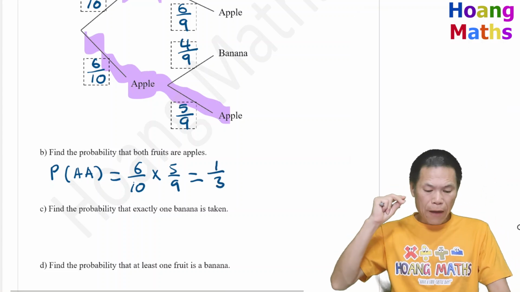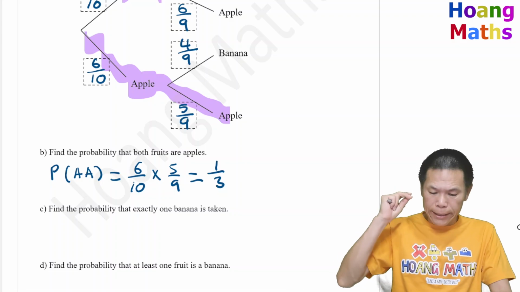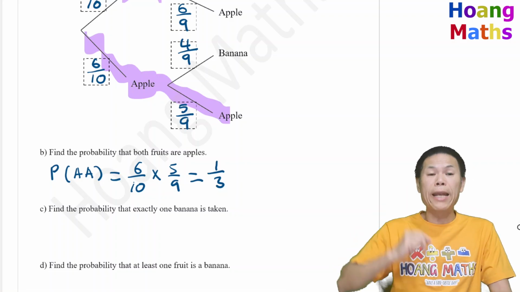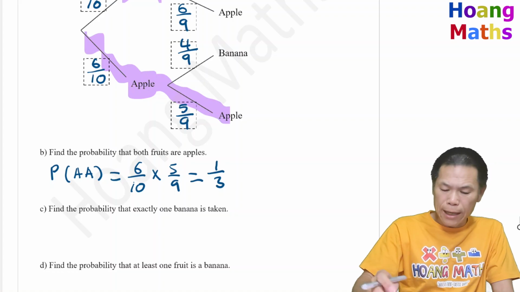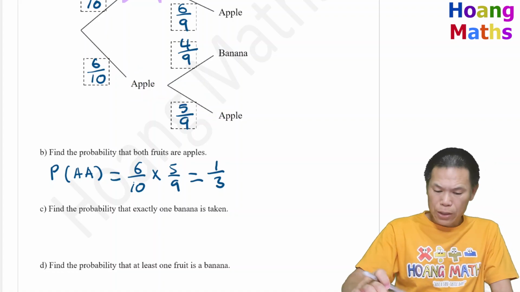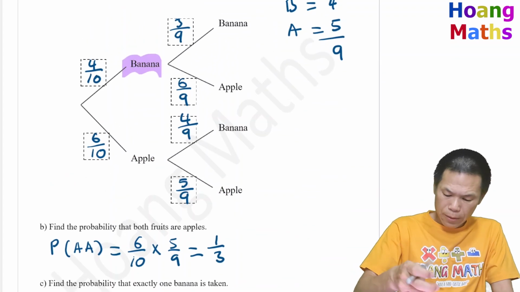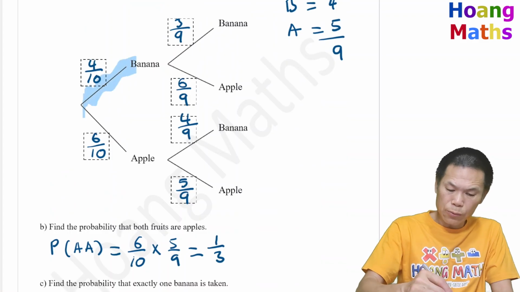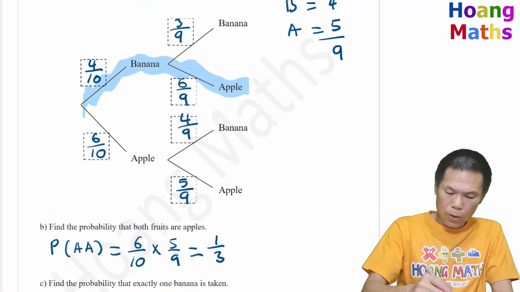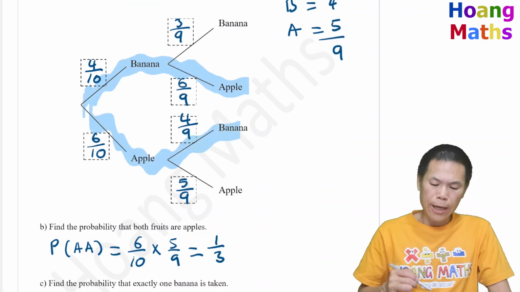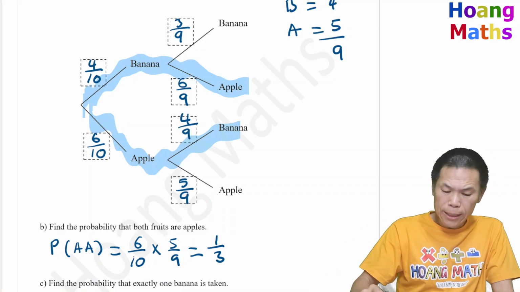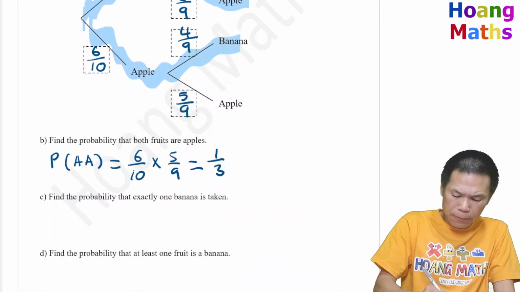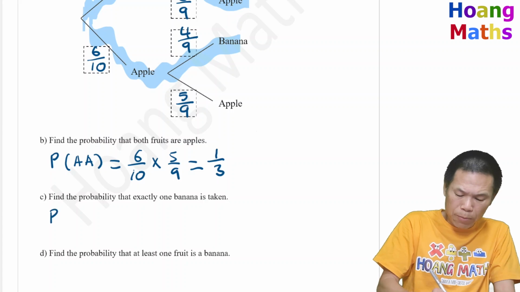Part C. Find the probability that exactly one banana is taken out. So exactly one banana would be this one here, or this one. So that is 4/10 times 6/9. Let me just write this down. Probability.